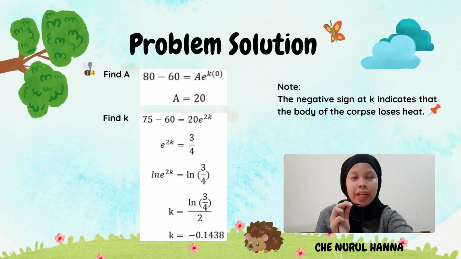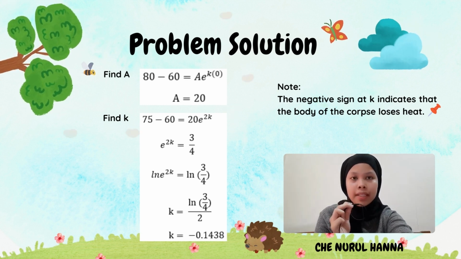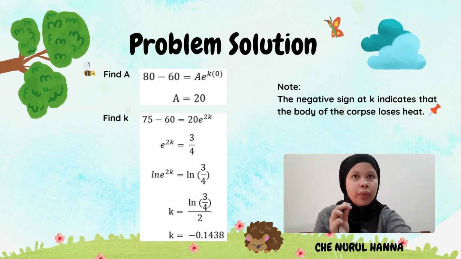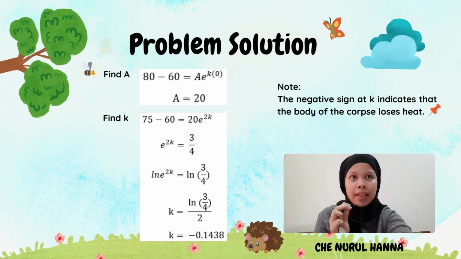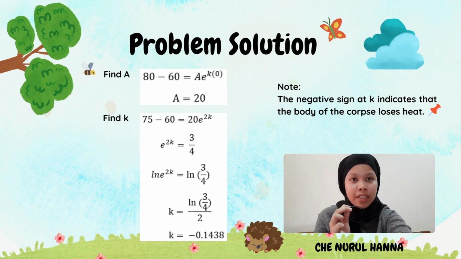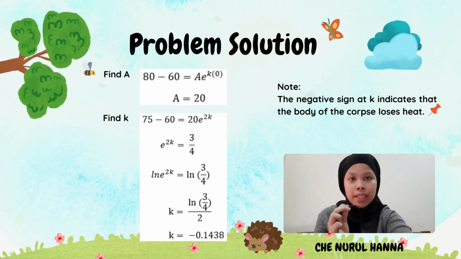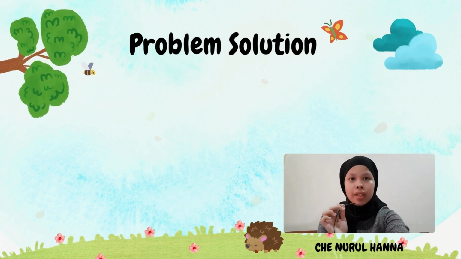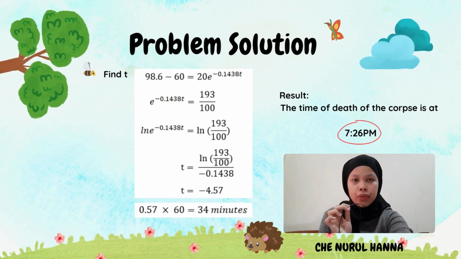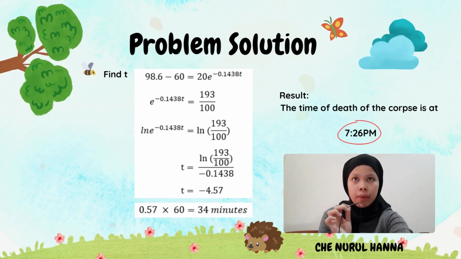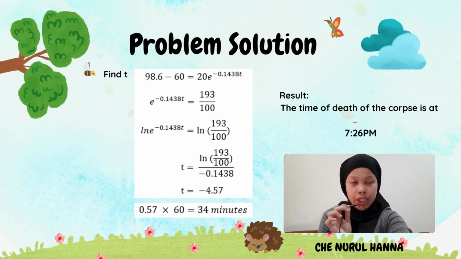Firstly, we need to find A and k respectively by substituting the information given into the equation. After we get A and k, we can see that the value of k has a negative sign that specifies that the body of the corpse loses its heat. Secondly, we need to find t, which is in hours, by substituting the values of A and k that we got into the equation.